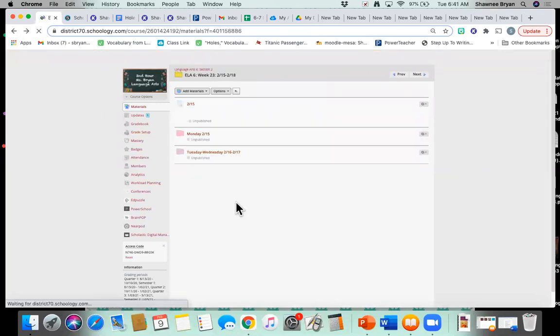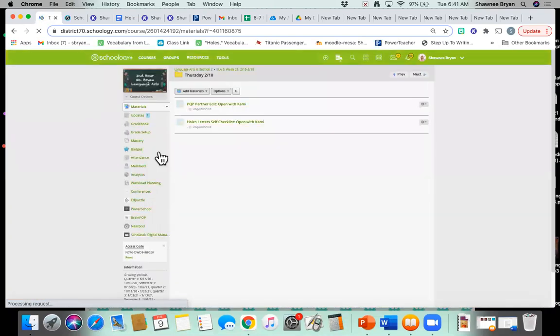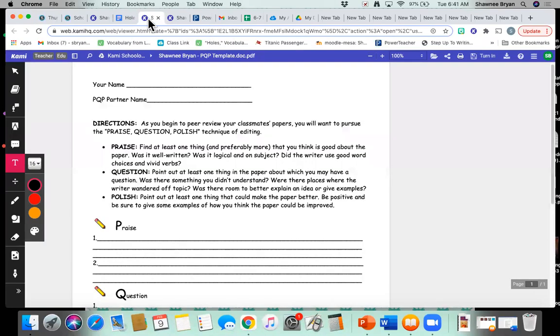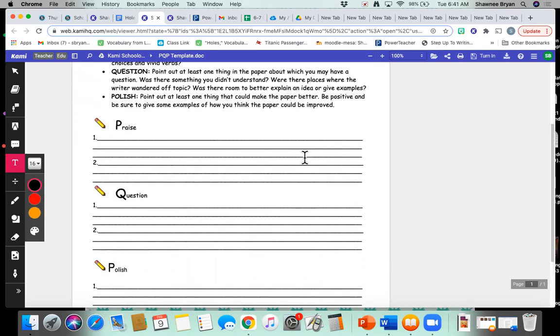And then finally, we have the Thursday folder, which is going to be the PQP and the checklist. So after you're done with your first draft, you are going to do the PQP, which is a partner edit. Now, those who are online learners, you're probably going to ask a parent if they would be willing to fill this out for you. So you can see there's a 1 and a 2 under each specific portion, and that is because you have 2 letters.